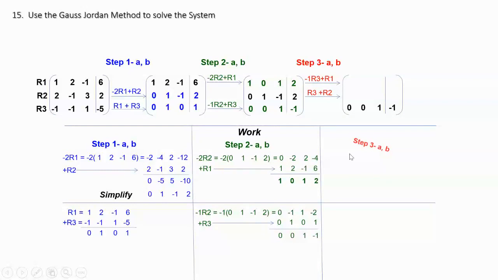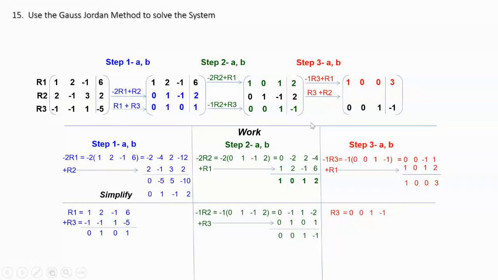Okay, so here's my work. So negative 1 row 3, we're going to multiply negative 1 times all the values in row 3, which is 0, 0, 1, negative 1. Is going to give us 0, 0, negative 1, 1. When I add it to row 1, all I do is bring row 1 over, which is 1, 0, 1, 2. When we add them, it's going to give us 1, 0, 0, 3. So this is my new row 1. Now, I'm going to add row 3 and row 2.